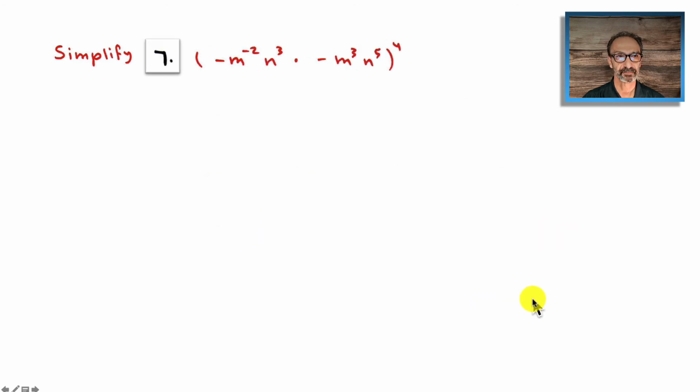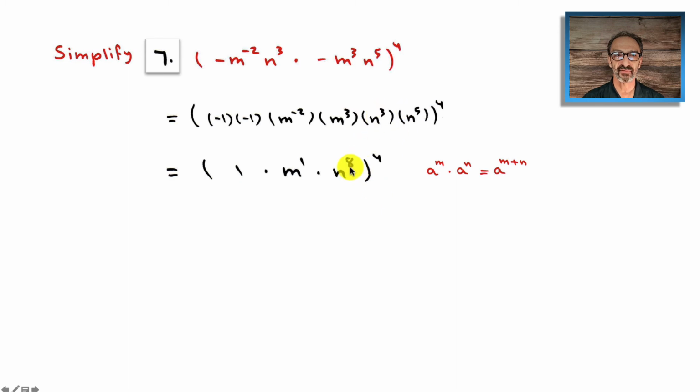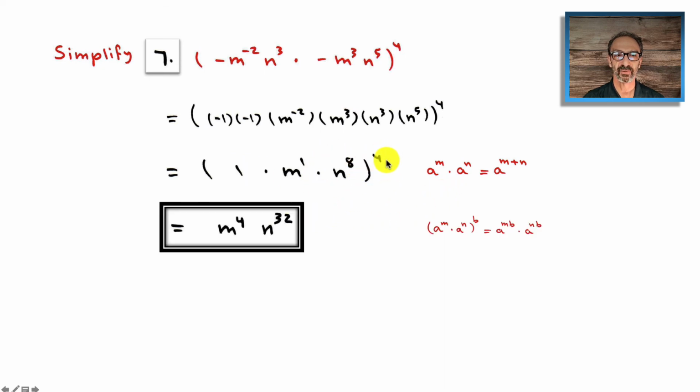Number 7. Same thing. Let's break it down into factors inside. I have two minuses. Minus 1, minus 1. Regroup the m's together and the n's together. Add the exponents. 3 plus 5 is 8. Negative 2 plus 3 is positive 1, and that's a positive 1. Applying the 4 to both, that's what we're going to end up with. 4 times 8 is 32, and 4 times 1 is 4. No need to write the 1 up front.